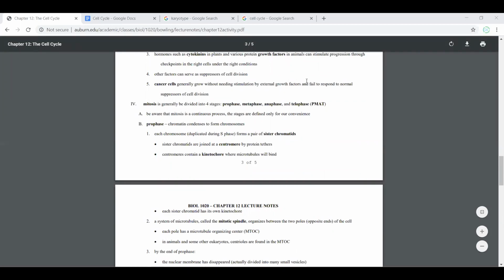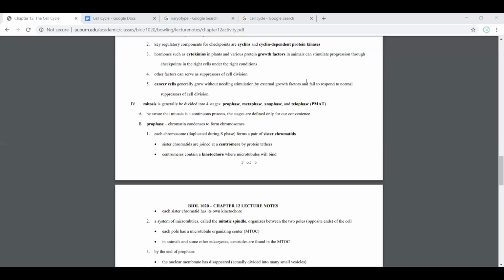So mitosis is a continuous process. There's no regulation like there was in the cell cycle. It's literally just a continuous thing. So yeah, that's important. So let's talk about the actual steps.